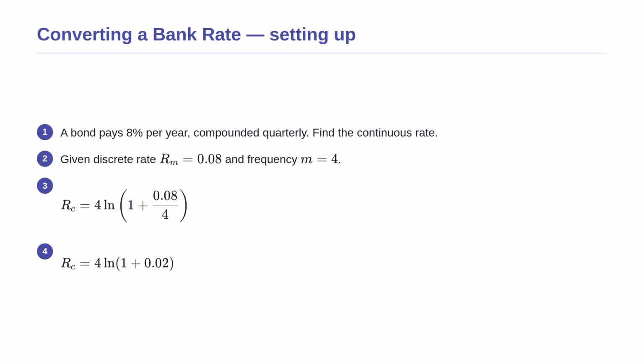Let us put this conversion formula to work with a real-world scenario. Suppose a corporate bond pays an interest rate of 8% per year, compounded quarterly. A financial engineer wants to use this bond's rate in the Black-Scholes pricing model, which strictly requires continuously compounded rates. We need to find the equivalent continuous rate. We are given a discrete rate of 0.08 and a compounding frequency of 4, because quarterly means 4 times a year. We plug these values into our natural logarithm conversion formula. First, we divide 0.08 by 4, which gives 0.02. This means the bond pays 2% interest every single quarter.